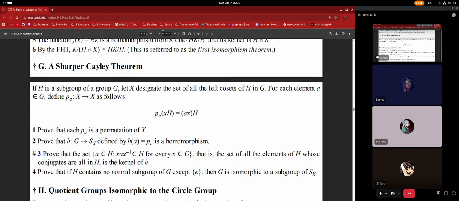Okay, G. Does anybody have comments about G? I think actually G1 is, I remember being easy. Let's see. If H is a subgroup of G, let X designate the set of all the left cosets of H in G. For each element a in G, define Ho a of X to X as follows. Prove that each Ho a is a permutation of X. Well, easy, right? Because X is the set of all the left cosets, and this is a left coset. Done.